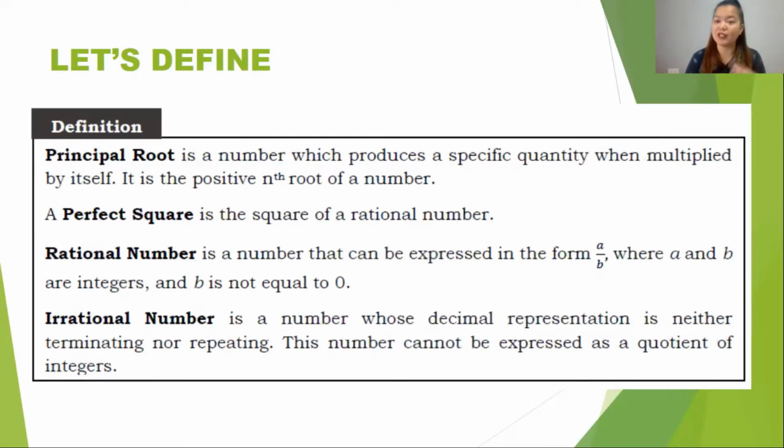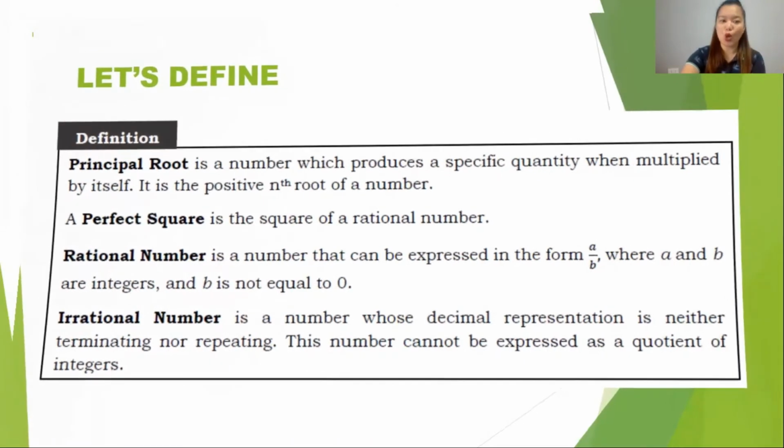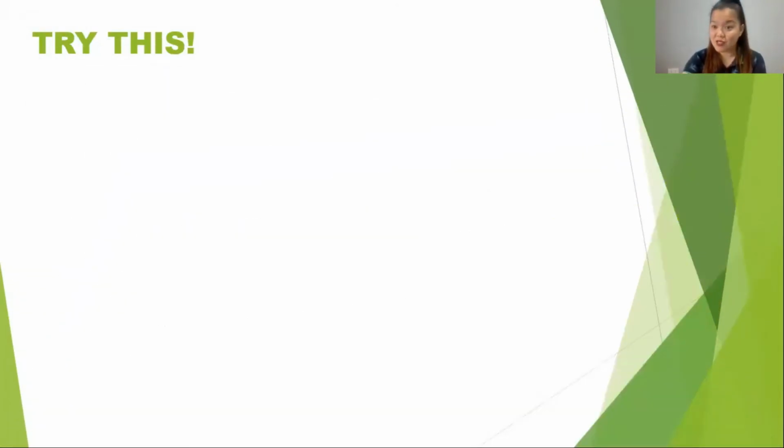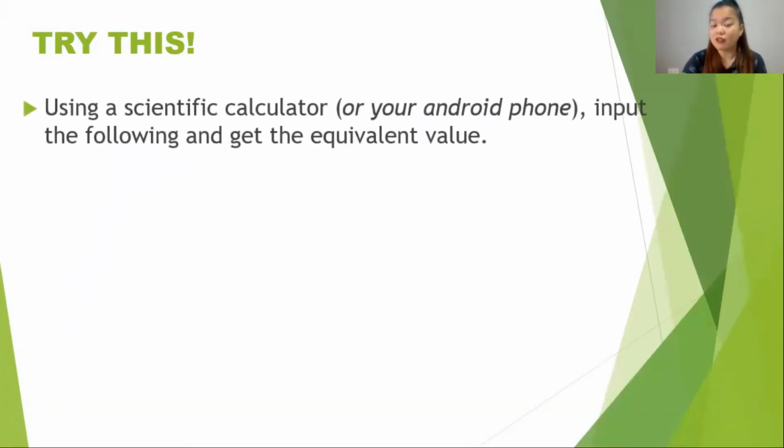Kung yung rational, it can be expressed as a over b. These irrational numbers cannot be expressed as a over b. Cannot. Okay? So, let's try this. Using your scientific calculator or your Android phone, input the following and get the equivalent value.